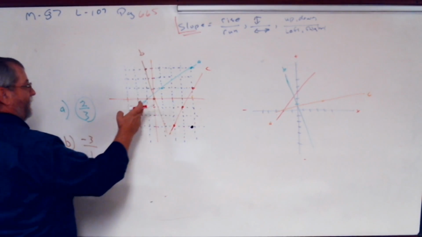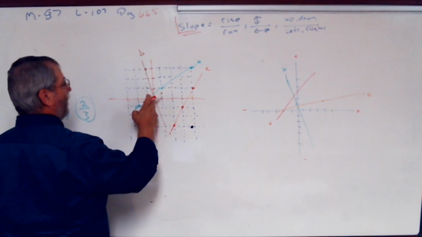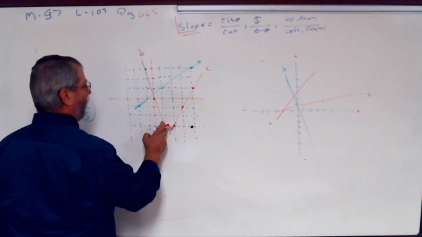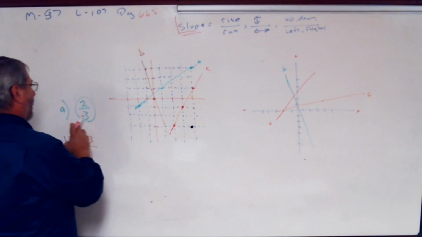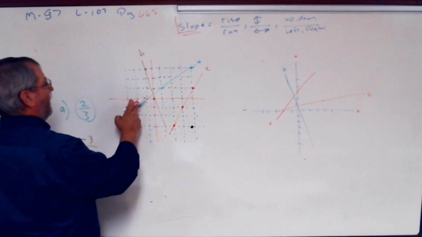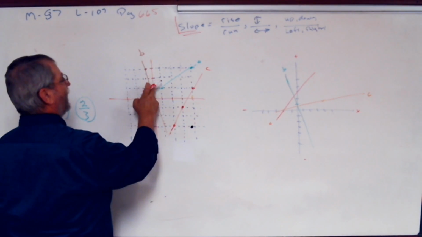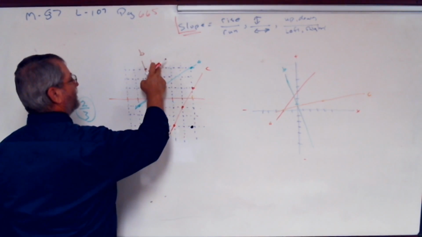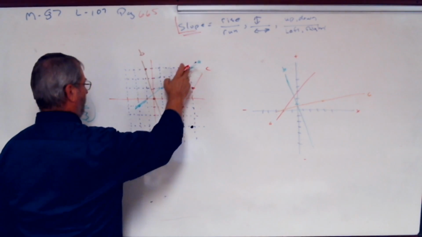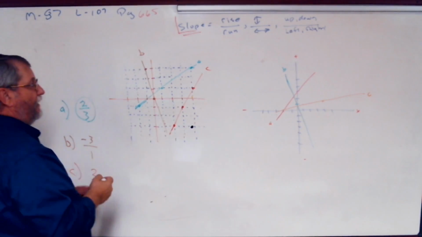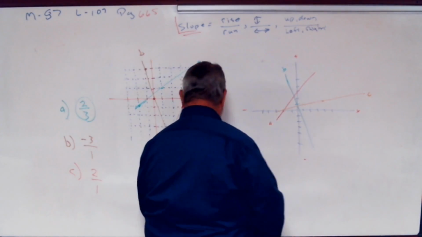The brown line, it's negative 3 over 1. 1, 2, 3, 1. We're back on the line. For A, it's 2 over 3. Up 2, right 3. Up 2, right 3. Okay, slope.